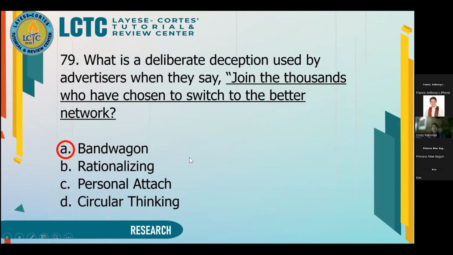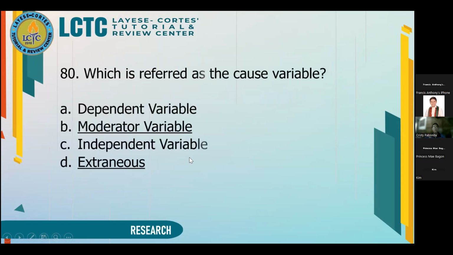Bandwagon. Okay. So 80. Which is referred to as the cost variable? So we are talking about variables. The cost variable. The independent variable. Yes, the independent variable, or it can stand alone because it is the cost. So independent variable is also known as cost variable.